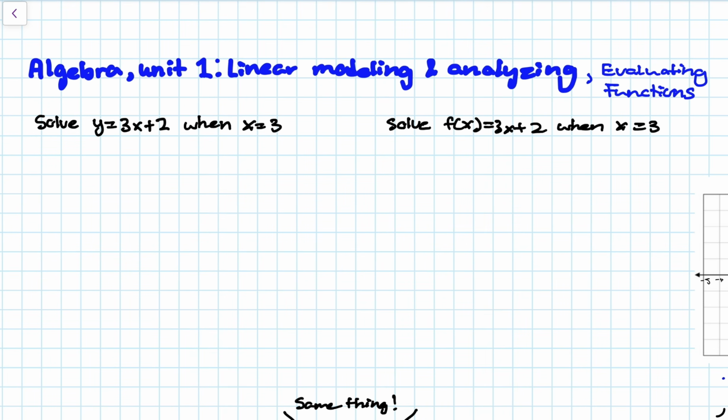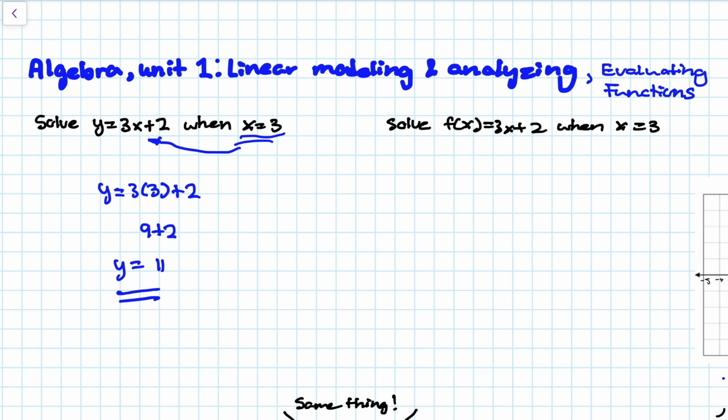Okay, solve y equals 3x plus 2 when x equals 3. Okay, so we're gonna plug in x equals 3 right over here. So it's gonna be y equals 3 parentheses 3 plus 2. Okay, so 3 times 3 is 9, and 2. So 9 plus 2 is 11. And our answer is gonna be y equals 11. And that's gonna be our final answer for this equation.